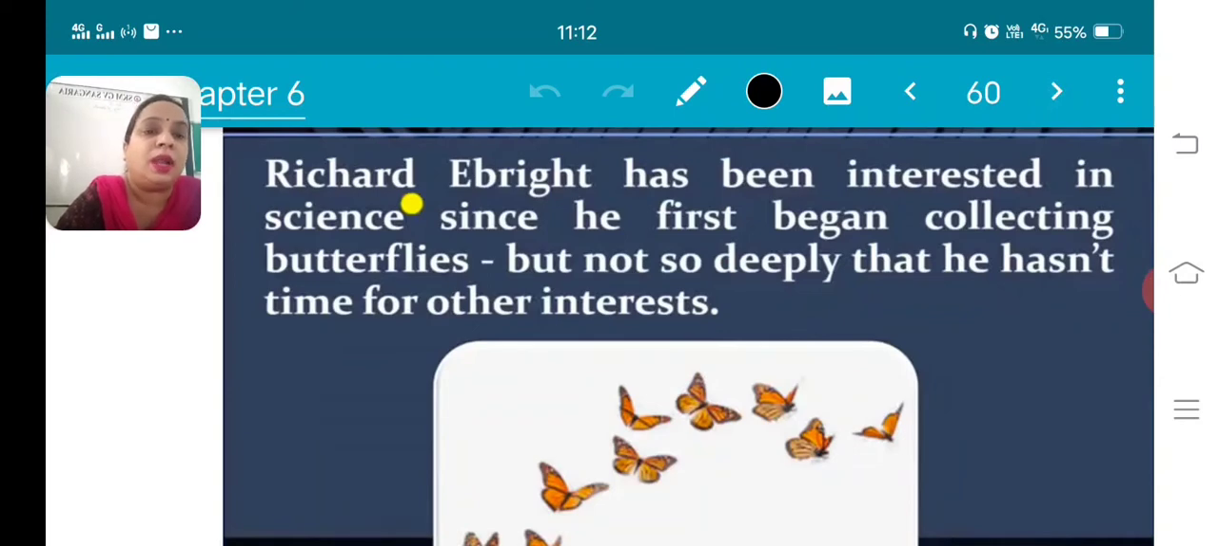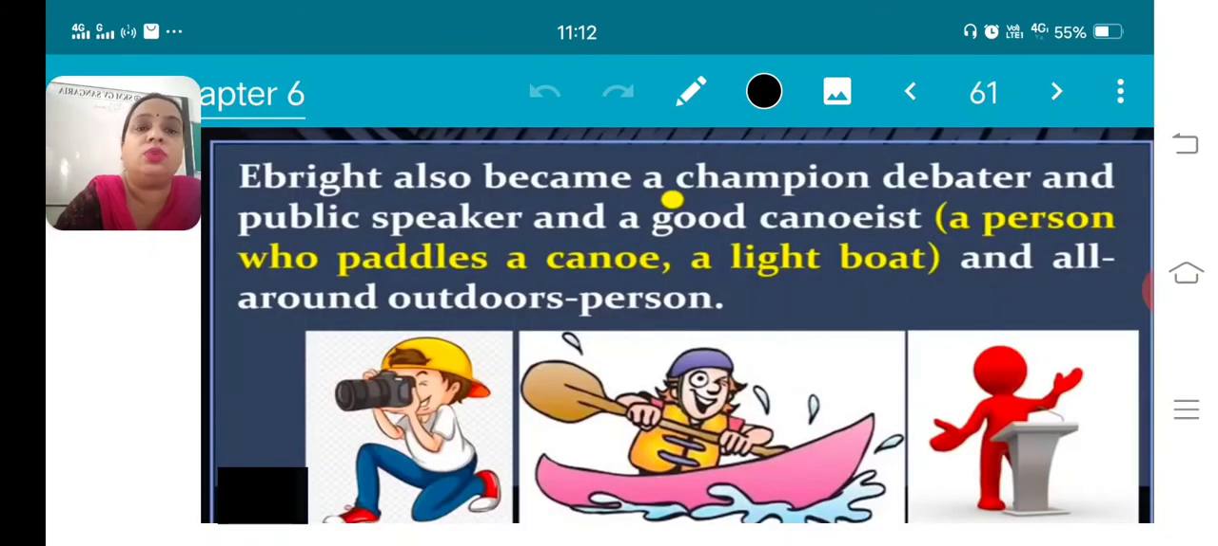So Richard Bright has been interested in science since he first began collecting butterflies, but not so deeply that he hadn't time for other interests. So with that, he gave his time to his other interests in life also, along with the collection of the butterflies. So let's see what those were.